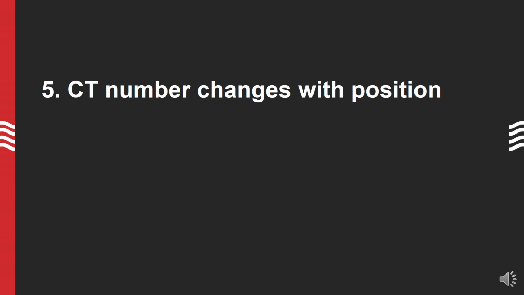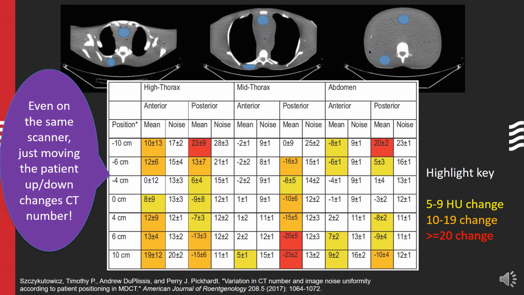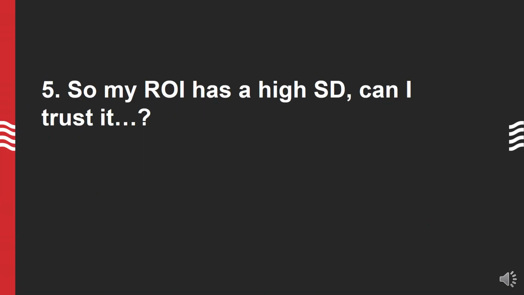CT number changes with position. All right, so this is a study we did at Wisconsin, my institution, and even for the same scanner, same patient, you just move them up and down inside the scanner by clinically realistic amounts. You can see CT number changes over 20 Hounsfield unit just by moving them up and down in the scanner.